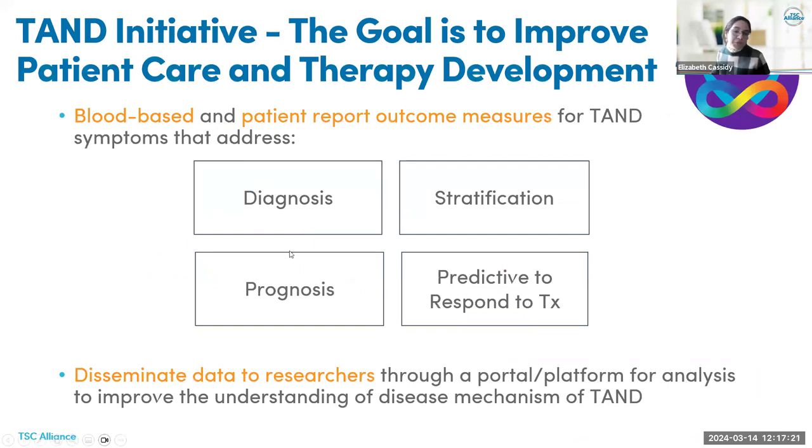And in 2022, we also began our TAND initiative, which you heard me talk a little bit about. The TAND umbrella focuses on the gaps in our understanding of TSC-associated neuropsychiatric disorders, particularly in patient care and therapy development. TAND is our umbrella term that encapsulates the behavioral and psychological manifestations of TSC, including autism, anxiety, intellectual and learning disabilities, and more.